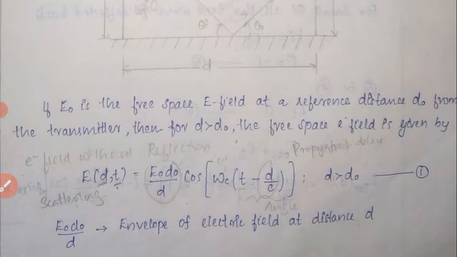And what about the distance D naught? D naught is the distance between the transmitting antenna and the reference point. So here E naught D naught by D is the envelope of the electric field at a distance D.